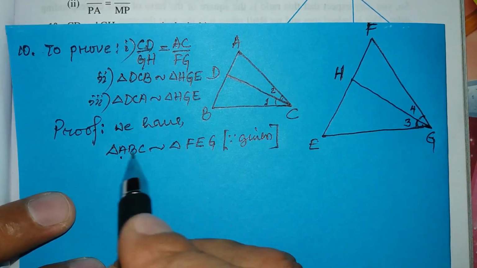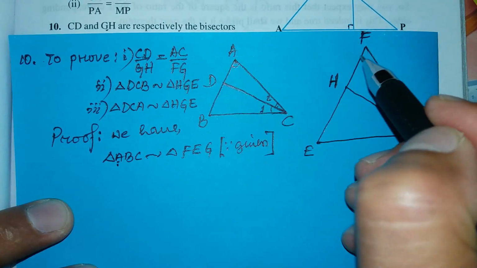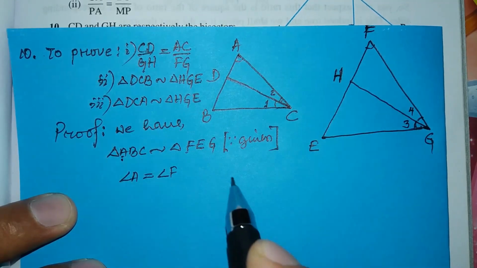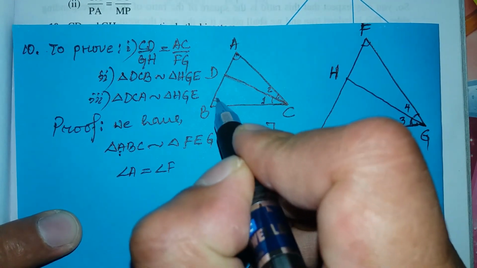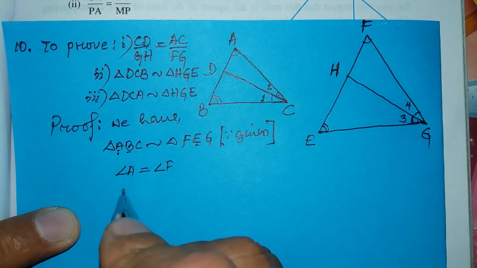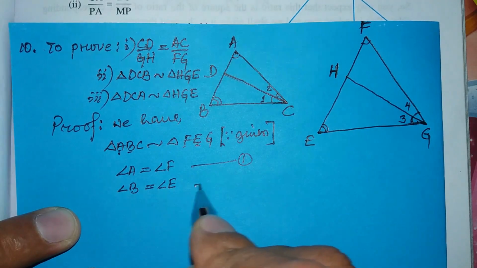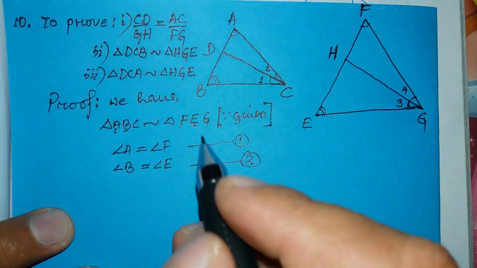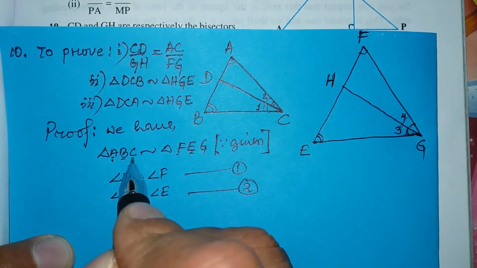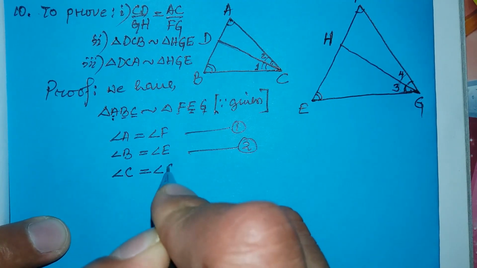Now since these two triangles are similar, angle A will be equal to angle F. So angle A is equal to angle F, and angle B is equal to angle E. This angle and this angle. Let's call this 1. Let's call this 2. And also angle C is equal to angle G.